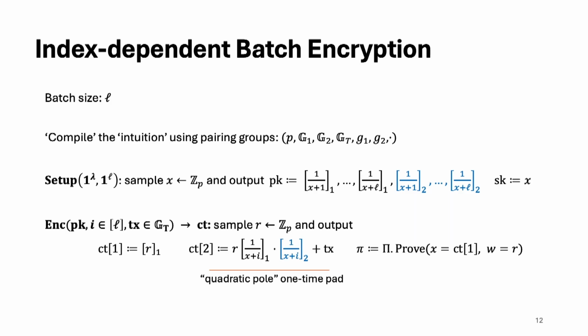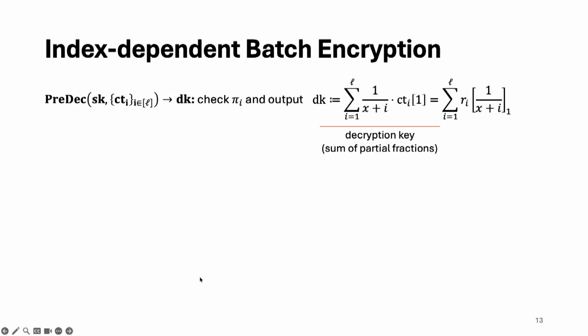Now, encryption looks very much like ElGamal encryption, except that our one-time pad is now, as I mentioned, our quadratic pole. So the ciphertext has a first part, which is this randomly sampled element R in the first group, and a quadratic pole scaled by this R as the one-time pad. Now how do we publish the decryption key to decrypt the block? Again, it's basically a sum of partial fractions scaled by the first parts of each ciphertext. By definition, this is equal to a sum of partial fractions in the first group scaled by these random field elements that went into each ciphertext.